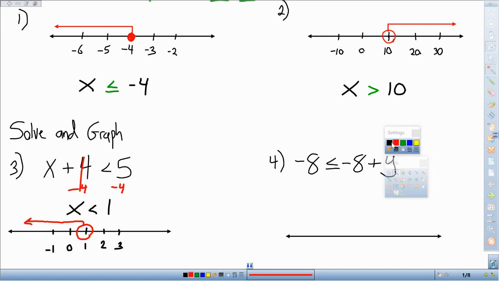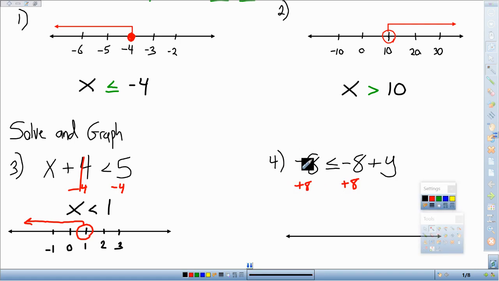Number 4, we're solving for y on this one. That's fine. I just want to point out again, we're just worried about this -8, not this one over here. We just want to get the variable by itself. So we'll add 8 to both sides. Looks like we get a 0 on the left. No reason to flip the inequality when we add numbers to both sides. And we have a y on the right.